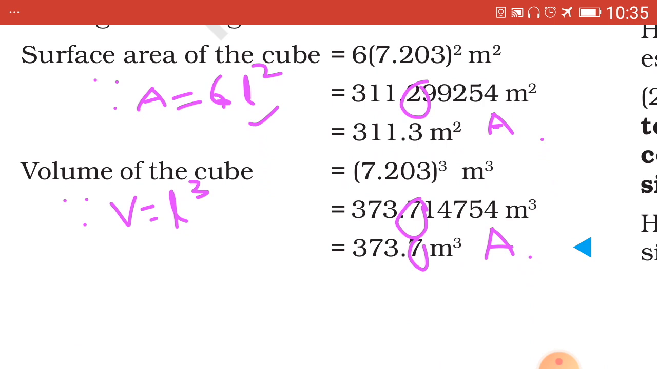as successive digits. Now volume of the cube, V equal to L cube. The formula I have written beside, which you should write in the exam. Substituting here again the value of L and taking the cube of that, which will be equal to 373.714754 meter cube, which is the exact value.